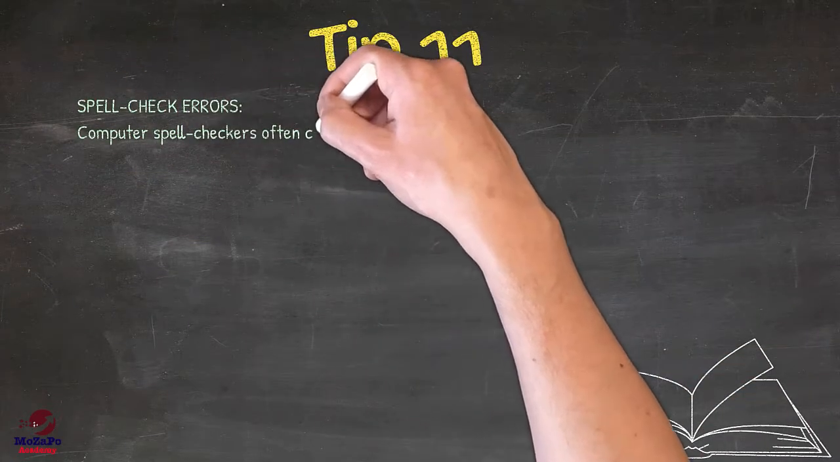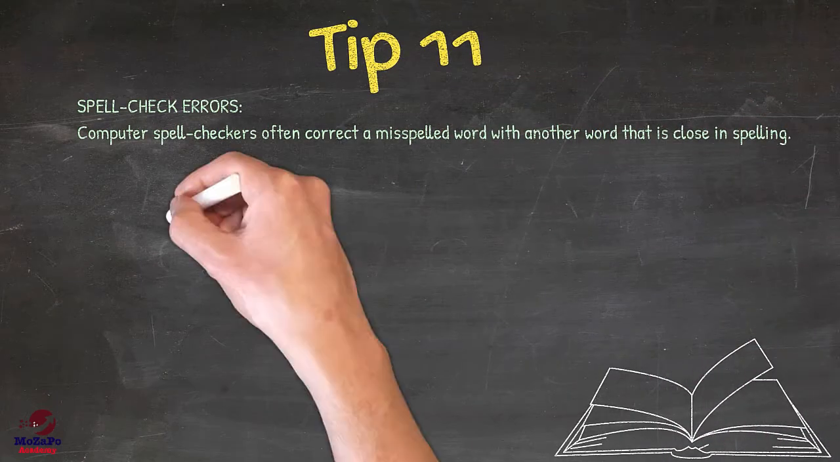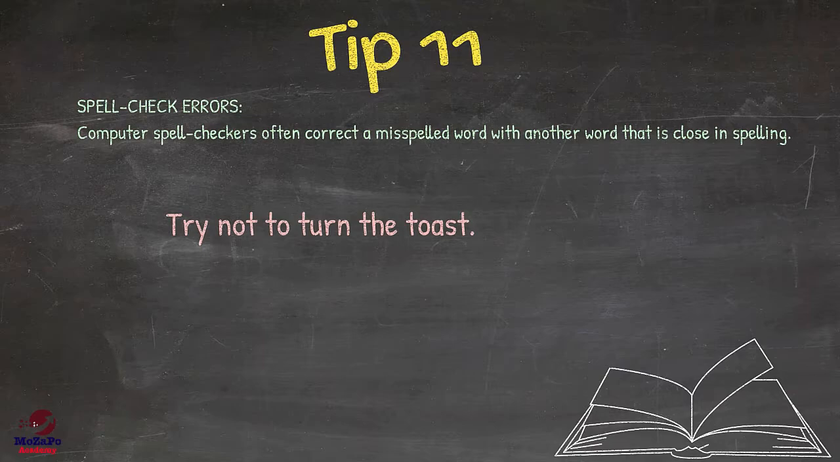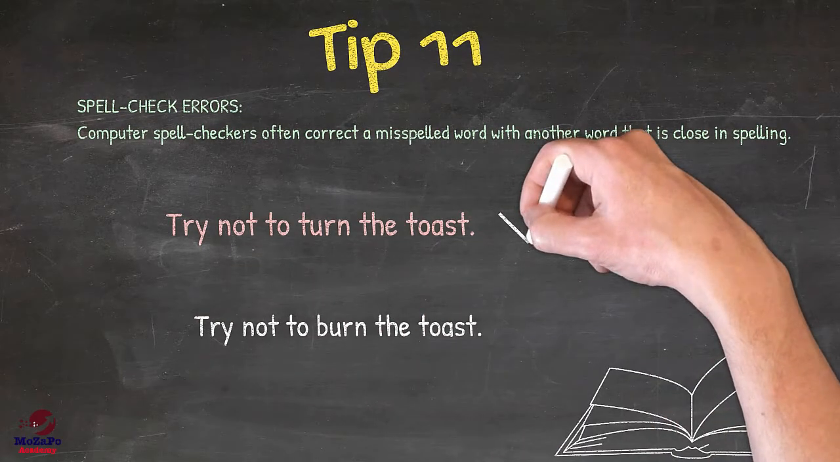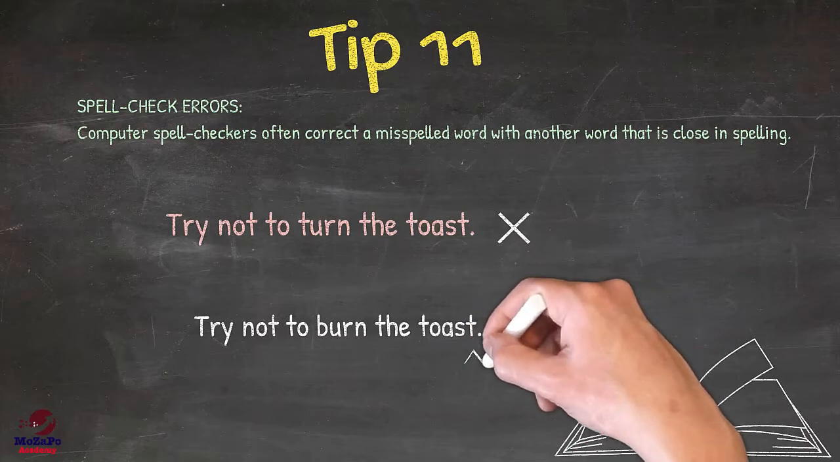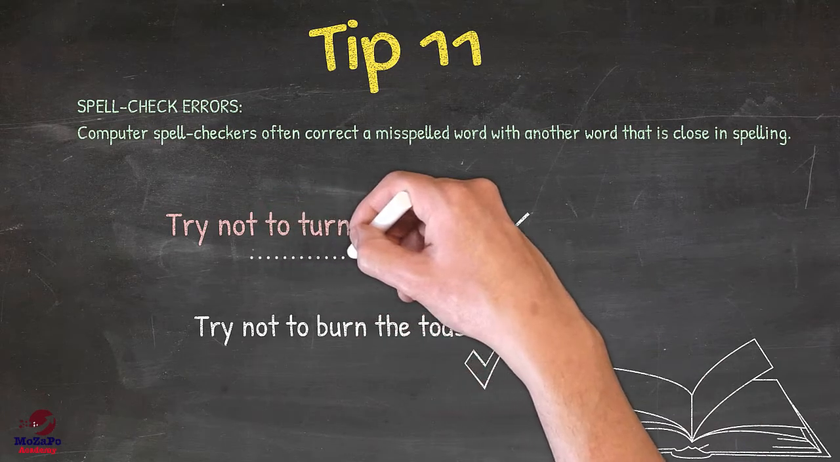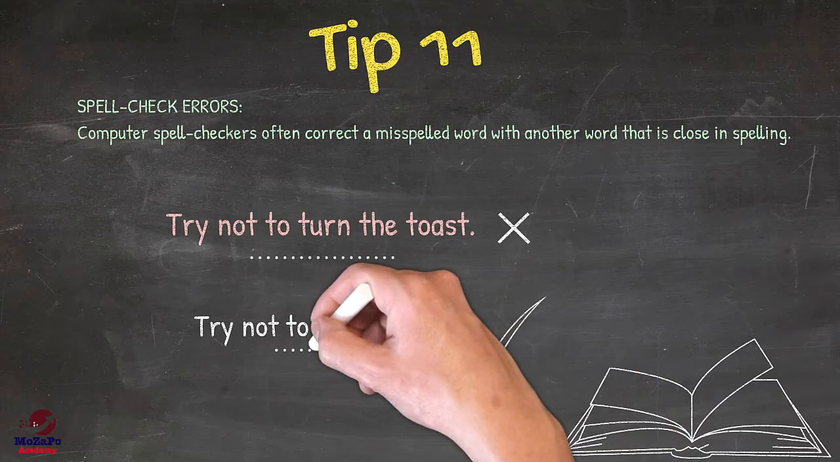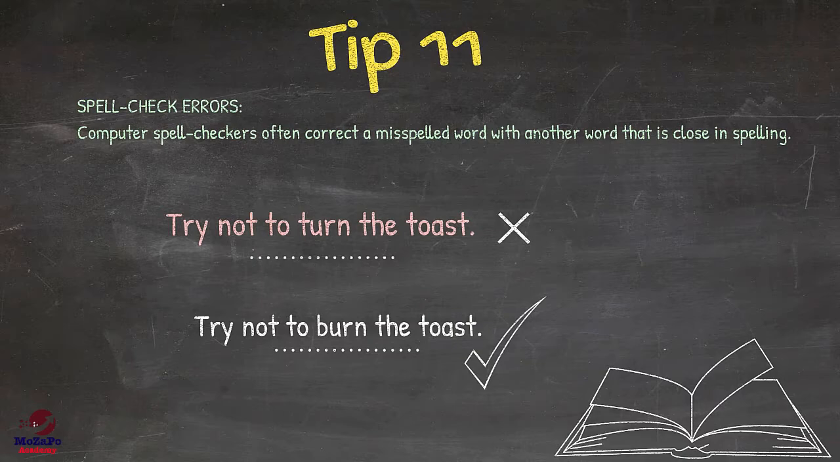Spell check errors. Computer spell checkers often correct a misspelled word with another word that is close in spelling. So always, when you are done with your writing on your computer, read your sentences again to see if the words are correct in your sentences. For example, here in the 2 examples that we have, try not to turn the toast or burn the toast.